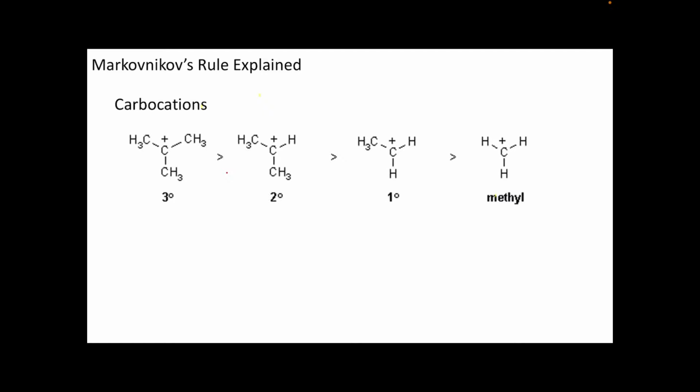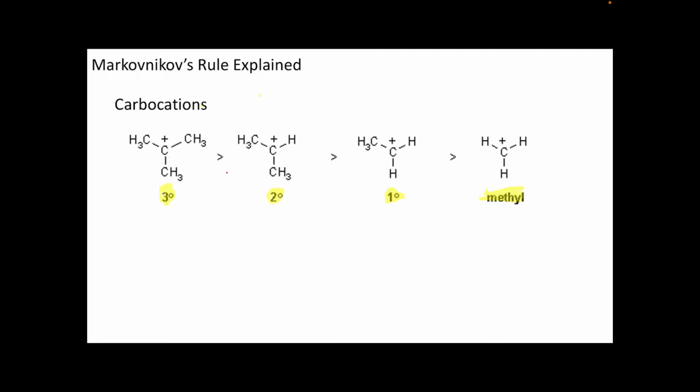Now we can use carbocations to explain Markovnikov's rule. Remember, Markovnikov's rule predicted which would be the major product and the minor product of addition. So we need to know a bit about carbocations. Carbocations can be tertiary if the positive carbon is attached to 3 alkyl groups, secondary if the positive carbon's attached to 2 alkyl groups, primary if the positive carbon's attached to 1 alkyl group, and you can also get a methyl carbocation, which we class as primary.